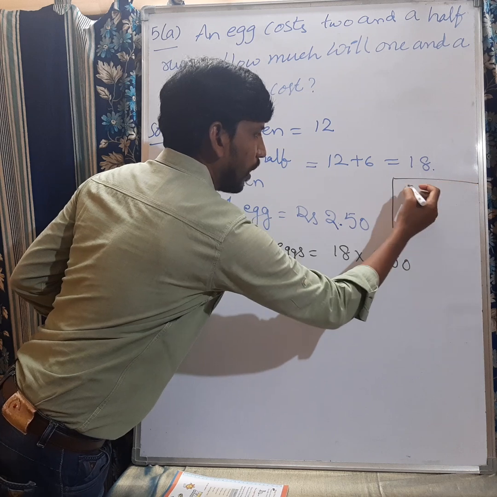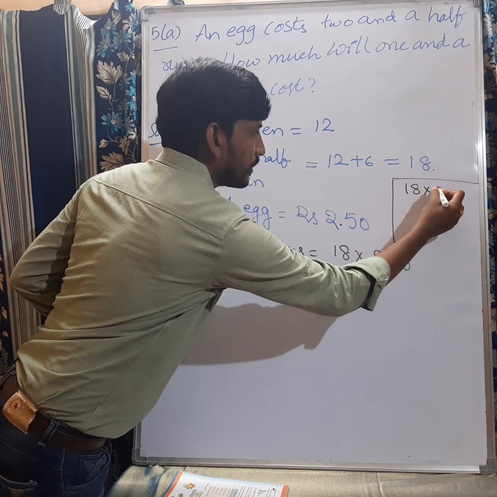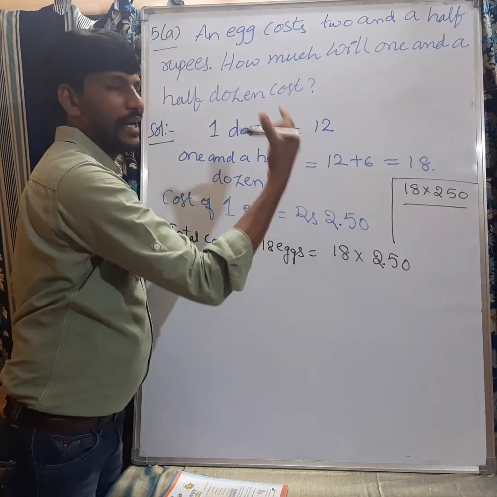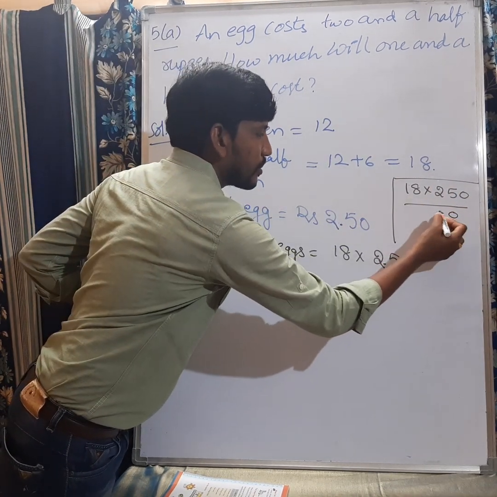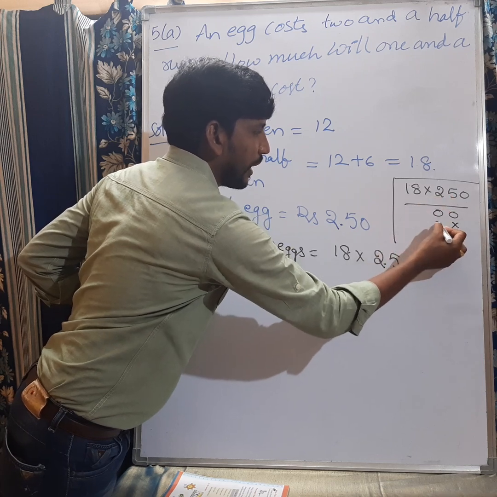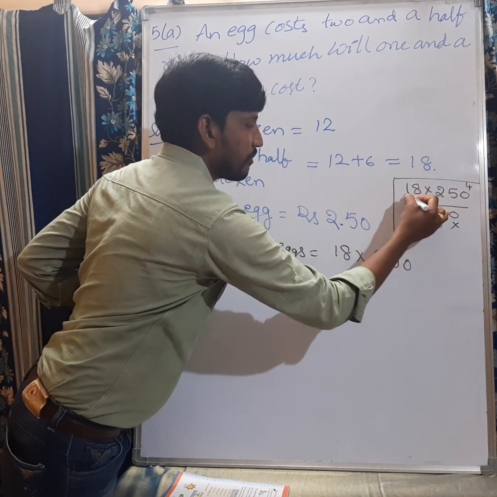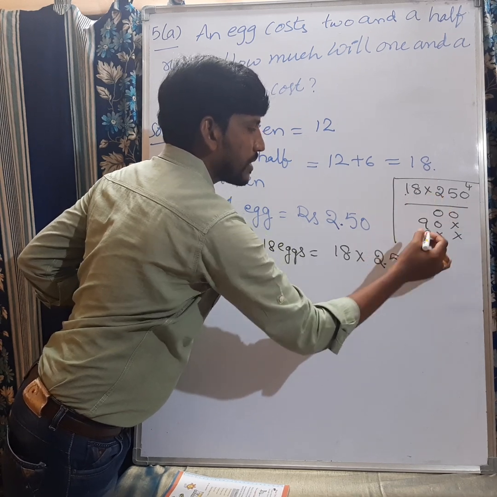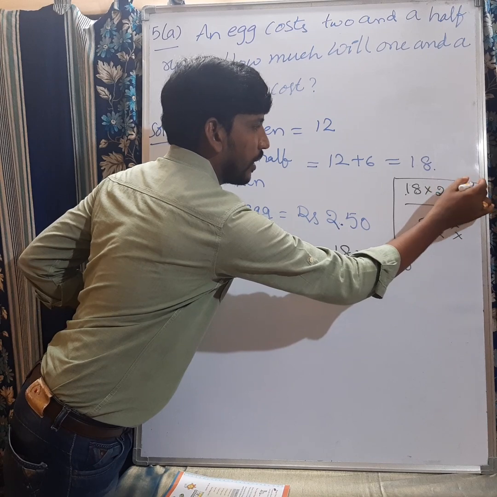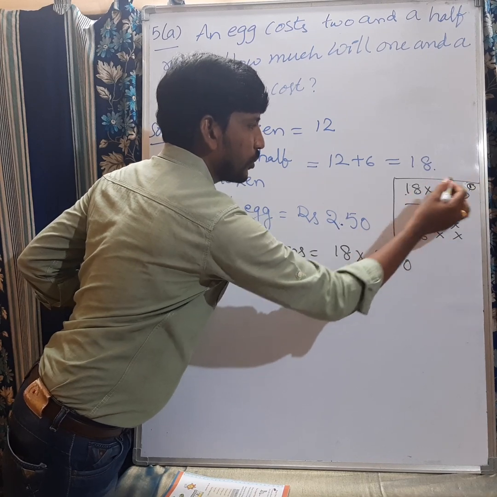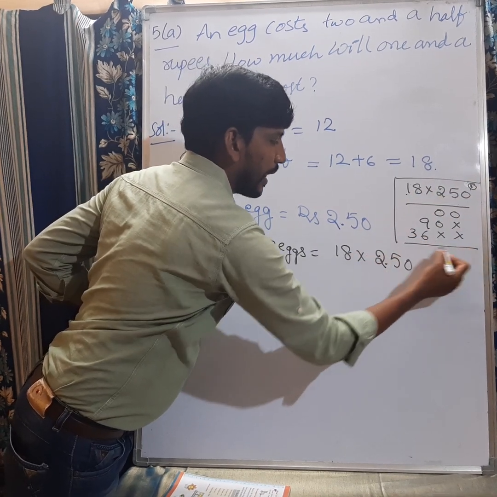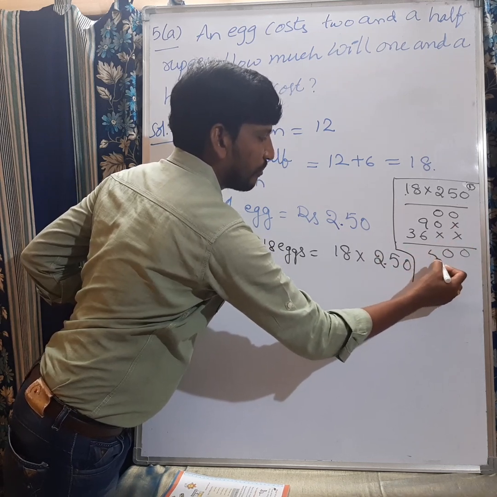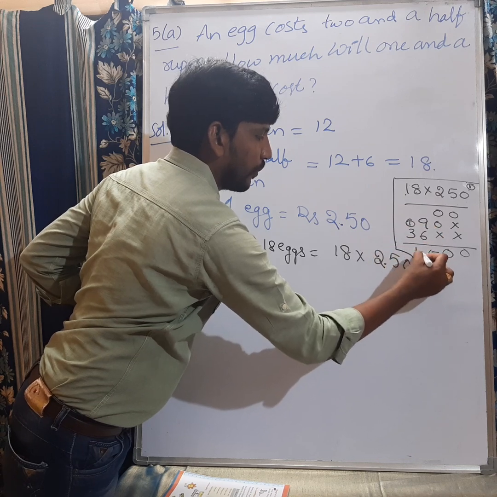Now I am going to multiply 18 into 250. Remove this decimal part and just multiply. 0 into 5 8s are 40, 4 carry over, 5 1s are 5 plus 4 is 9. Then 2 8s are 16, 1 carry over, and 2 ones are 2 plus 1 is 3. By adding all this, we are going to get 4500.